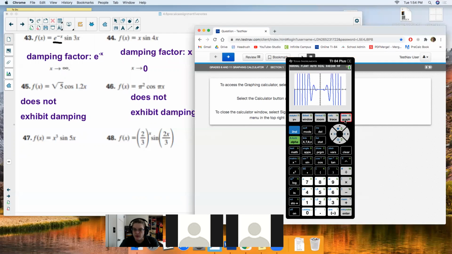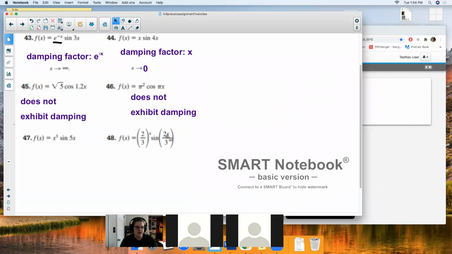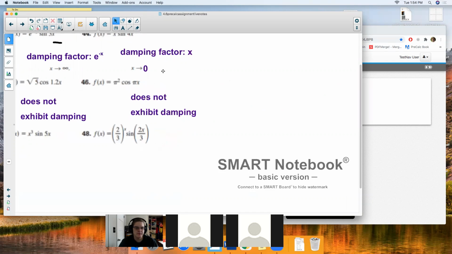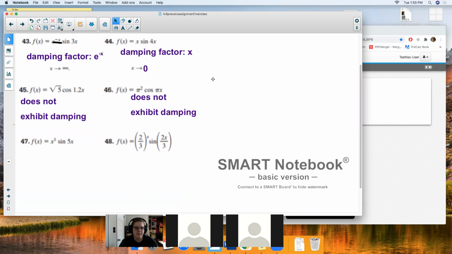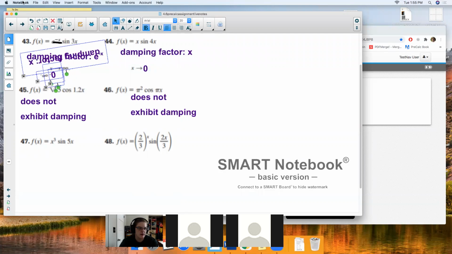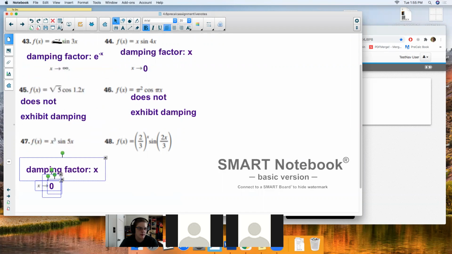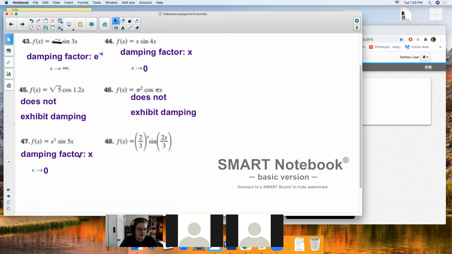So you can kind of see. It's also nice to graph because then we can talk about if it's going to damp at 0 or if it damps towards infinity. So this one clearly damps at 0. And then our damping factor is actually x cubed in this one. What is it that squashes it?